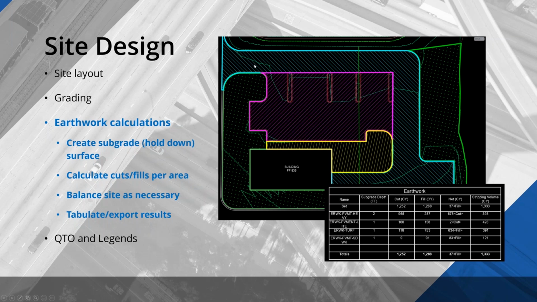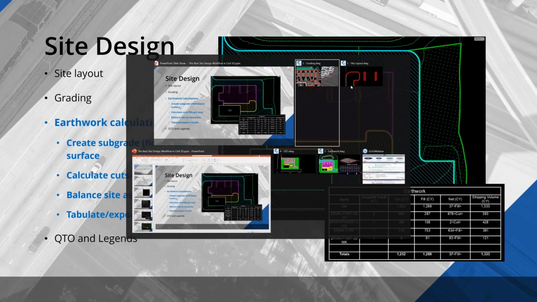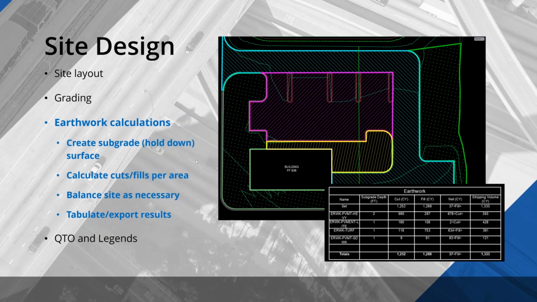I've got an example here where I've got varying subgrade depths. What we're going to go ahead and do is create a subgrade surface, or a hold down surface, automatically using the Earthwork Processor tool. We'll calculate cuts and fills, we'll balance the site a bit, and then we'll send this stuff out to Excel, and you can see how Earthwork Processor really helps.